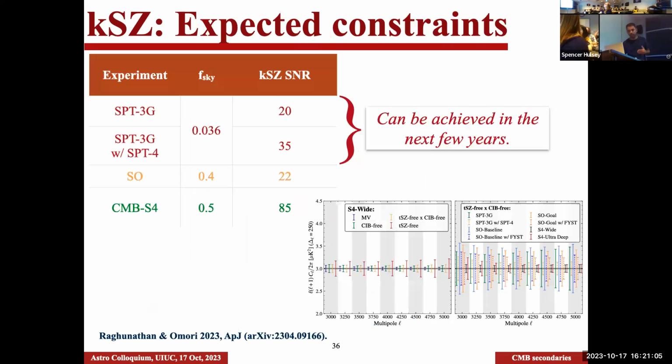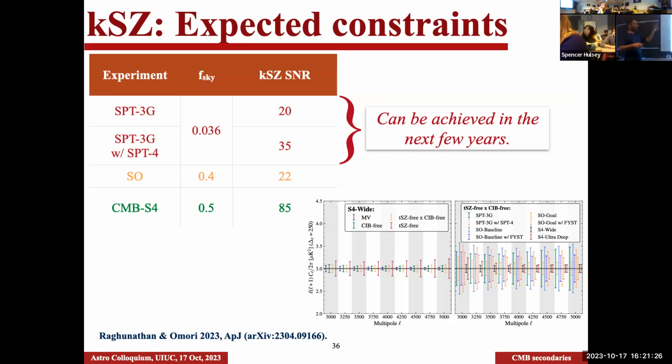Okay, so how well? Earlier I showed a 3 sigma detection, which was out 2 years before. But now we are working with SPT-3G, the current camera that we're working on, and you can see that the signal to noise is actually 20. Okay, so that's a massive improvement.